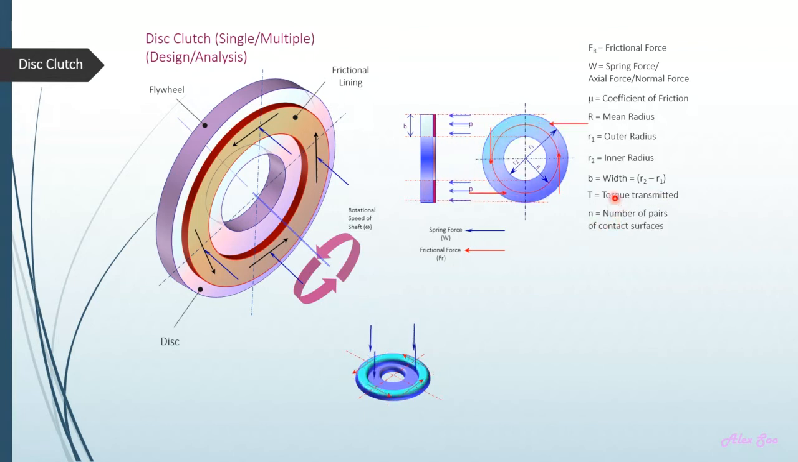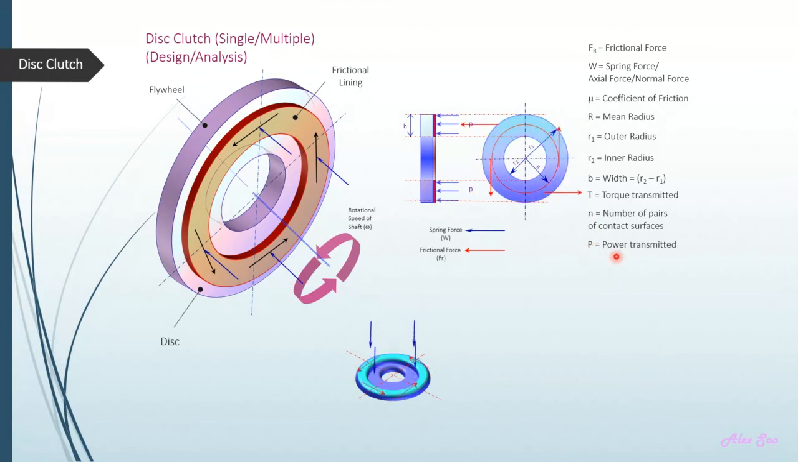Remember that, which we have done in the previous course. So N is the number of pairs of contact surfaces. As I have told you, for a single disc clutch, the number of pairs of contact surfaces is 2. One in front here, which you can see, this surface that is in brown. The other surface is the surface at the back of this diagram, which is in contact with the flywheel. So for a single disc clutch, this N is always taken as 2.